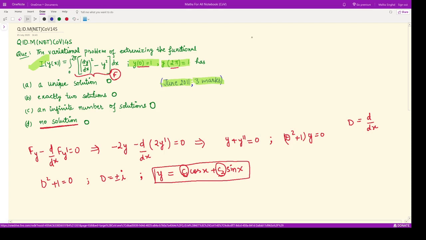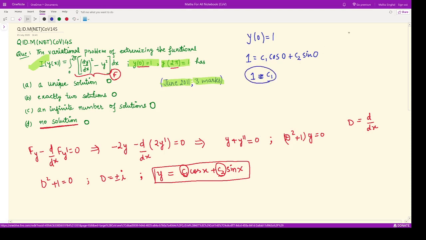So let's apply the boundary conditions. We are given y at 0 is equal to 1. So let us substitute it here. So we have 1 equals c1 cos of 0 plus c2 sin of 0. You know sin 0 is 0, cos 0 is 1. So we have c1 is equal to 1, right?